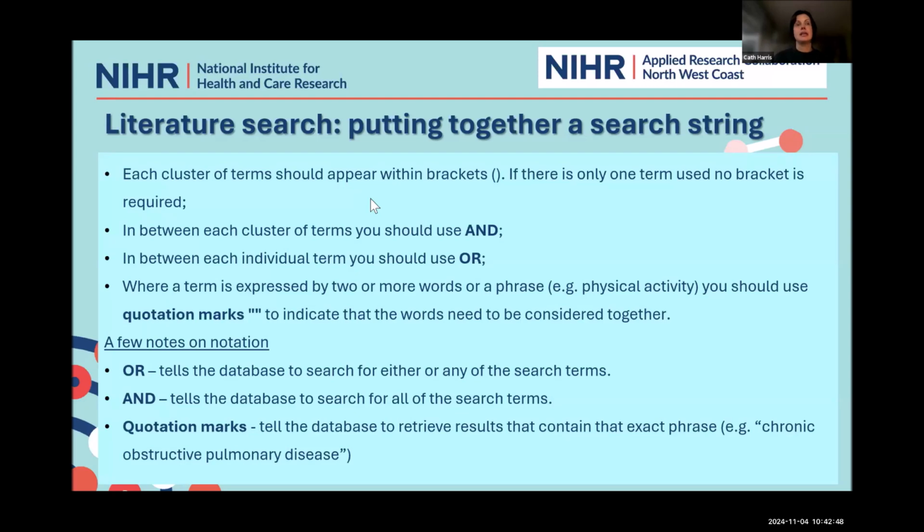So for example, chronic obstructive pulmonary disease, if we put quotation marks around that, it will return results with that exact phrase within them. If we don't use the quotation marks, most databases default to AND, so we'll still get some relevant results, but we might get many more irrelevant results because the words could be anywhere within the abstract, not necessarily as a phrase. So I hope that makes sense.